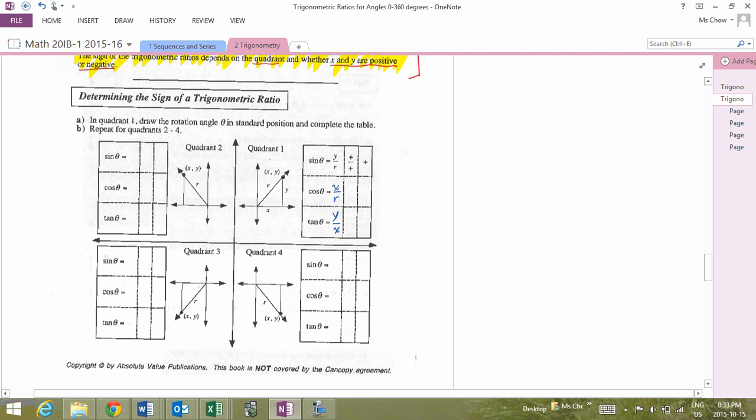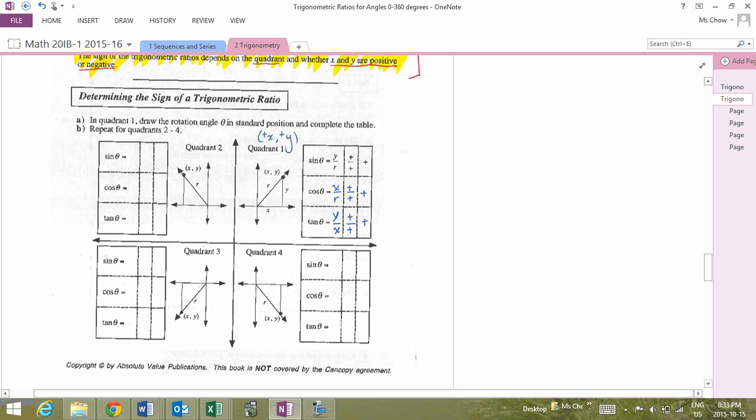So looking at quadrant 1, when x is positive, so in quadrant 1, remember, and it might be helpful for you to write in, positive x, positive y, so therefore, in this case, x over r, we've got positive x over positive r, therefore cosine ratio will always be positive. For tangent, we've got positive y over positive x, so your tangent ratio will always be positive.